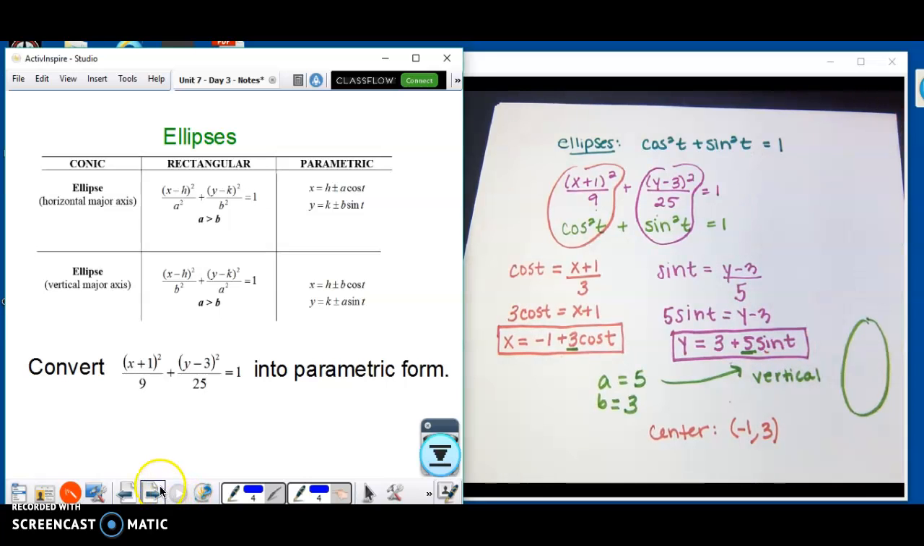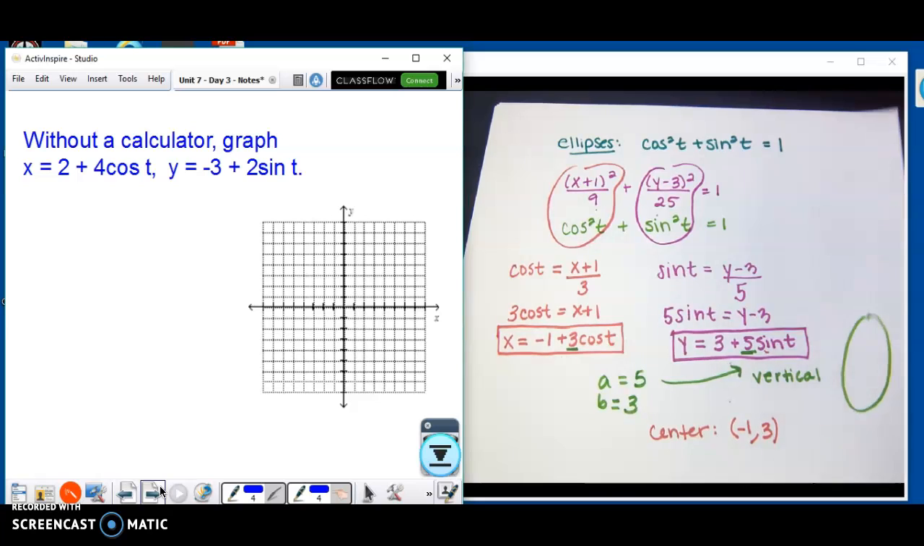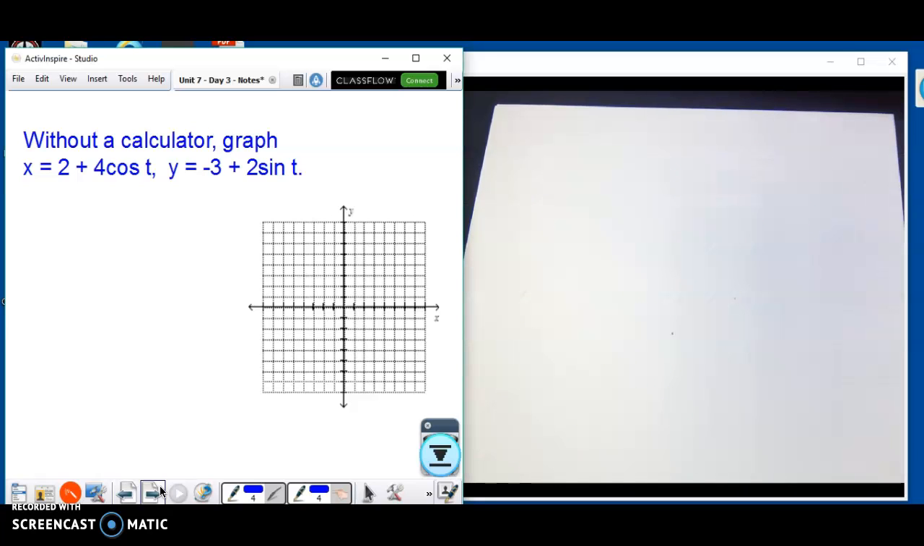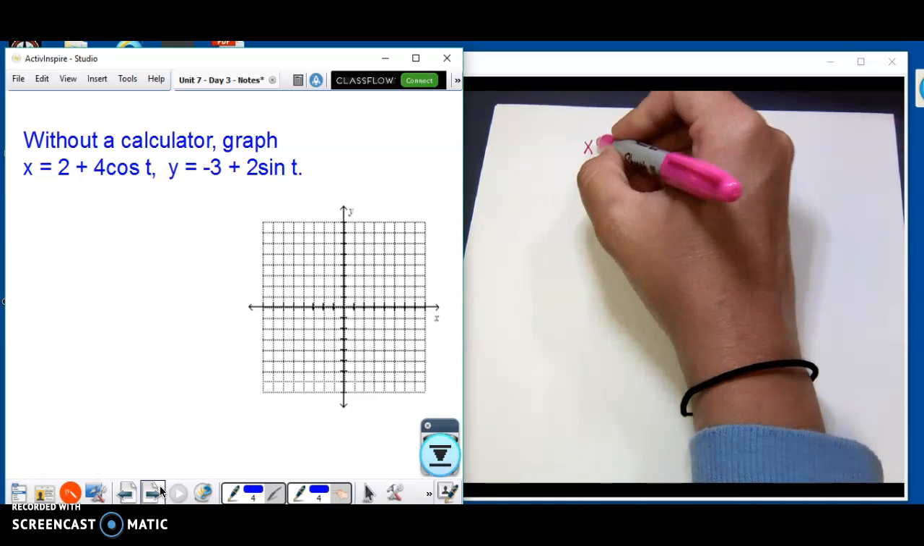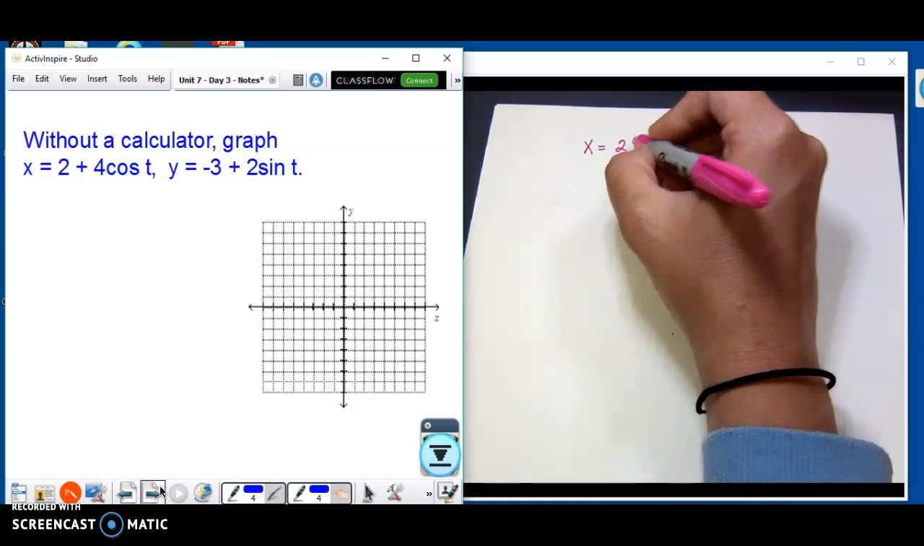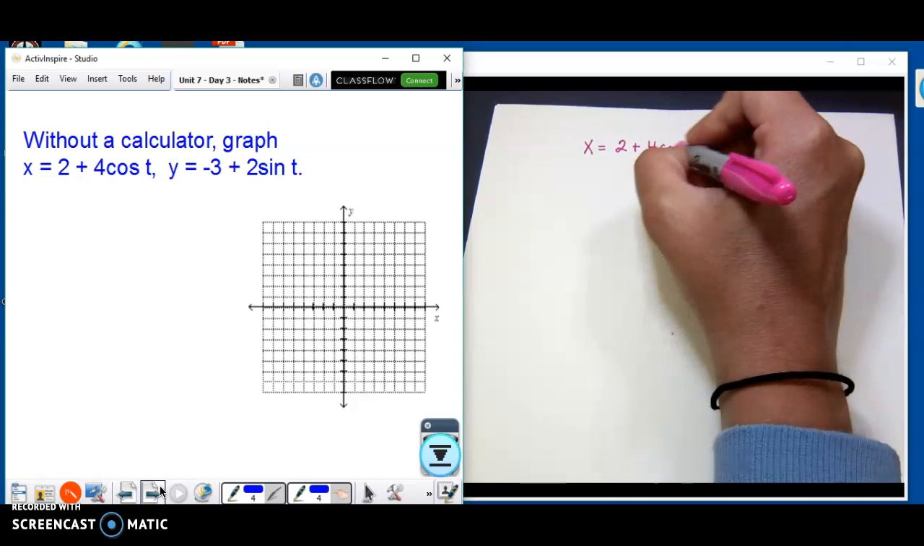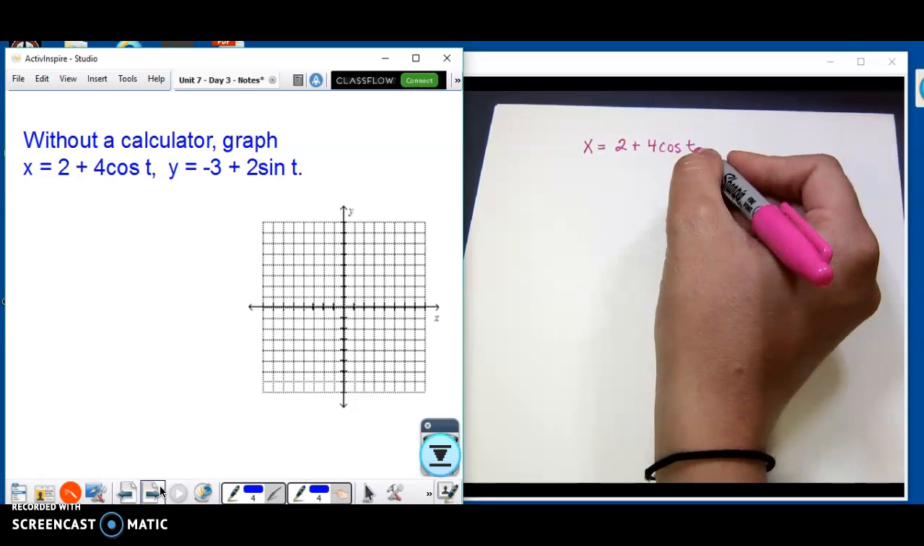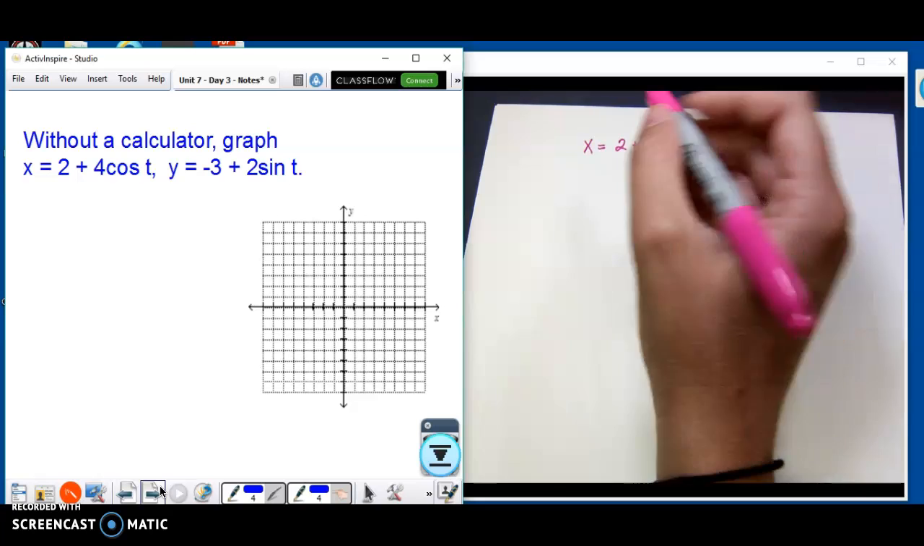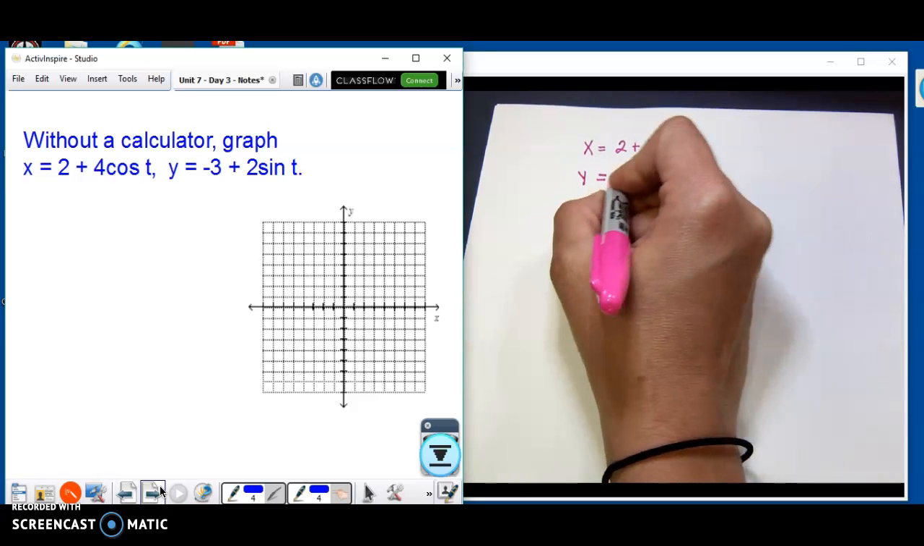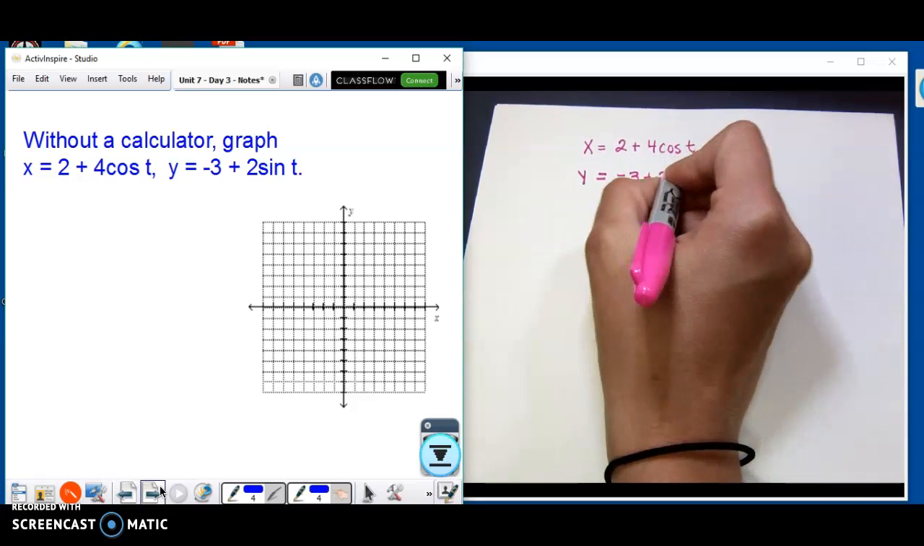Okay? So for our next one, they're going to give us the parametric, and we are going to change it to rectangular, and then we're going to graph it. So they give us x is 2 plus 4 cosine t. And once again, guys, t can be a theta, it can be another variable, it really doesn't matter. Y is -3 plus 2 sine t.